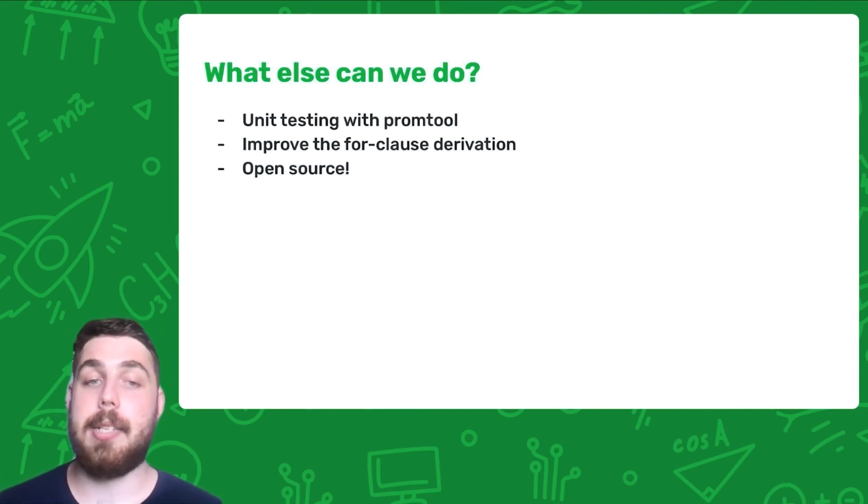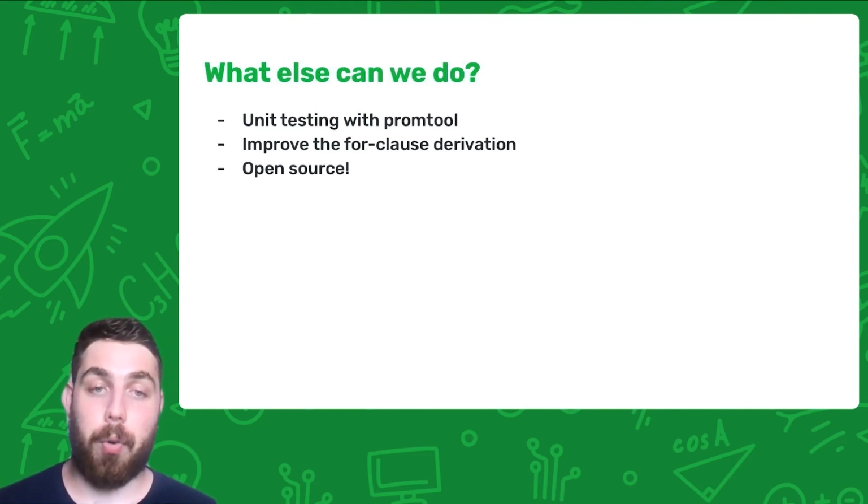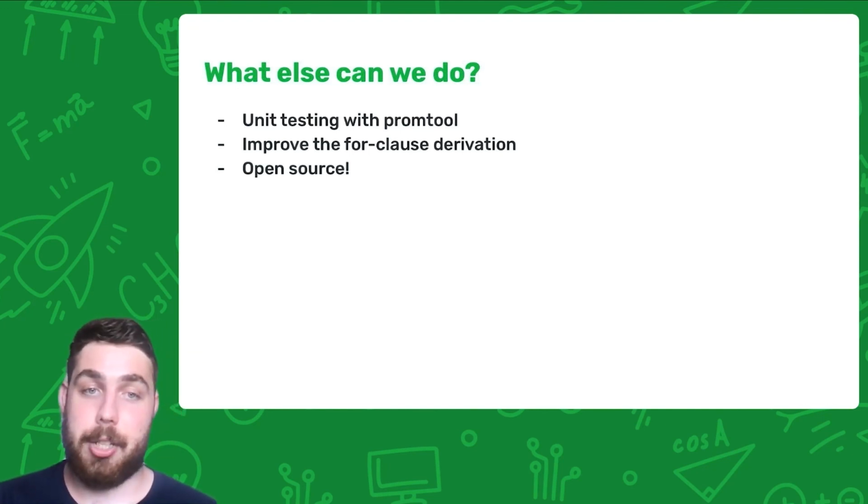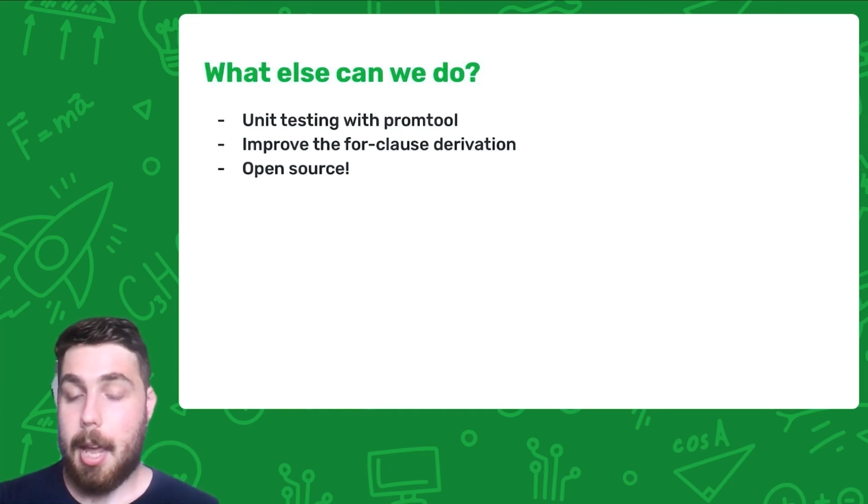Another thing that we could do is improve the way that the for field or for clause is derived, because it has meant that we've had to change the way that some of our alerts are written to fit with the tool. So in general, it's been fine, but it would be really good if we just didn't have to do that.